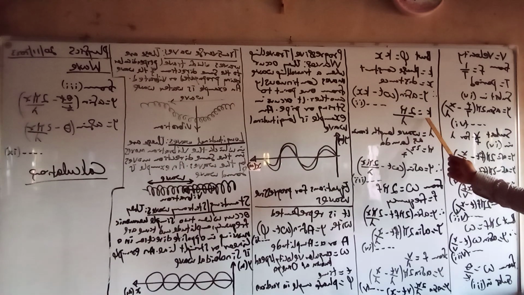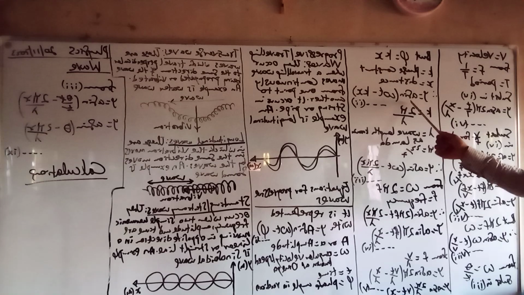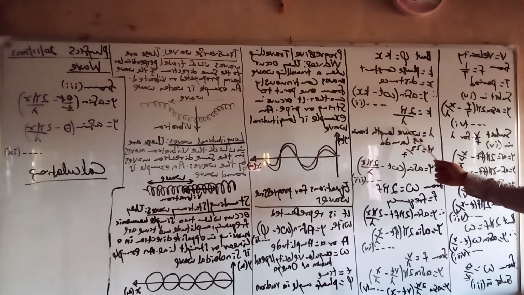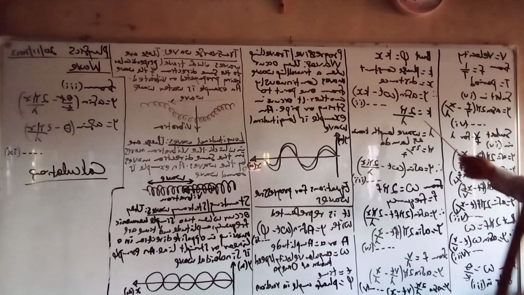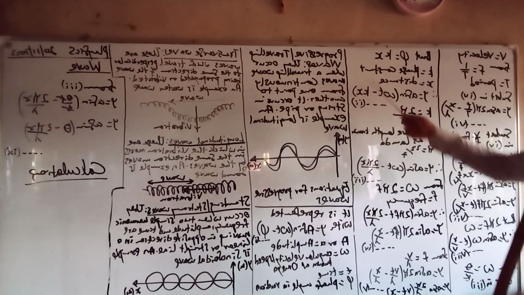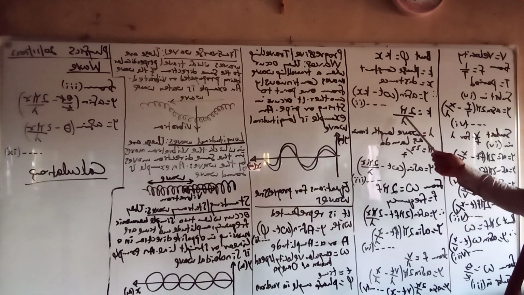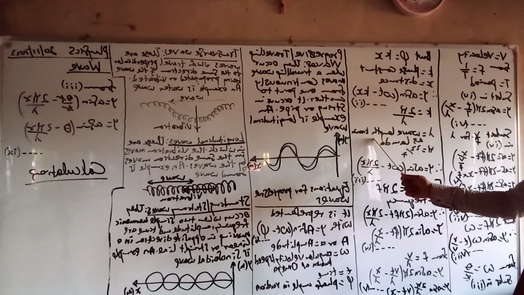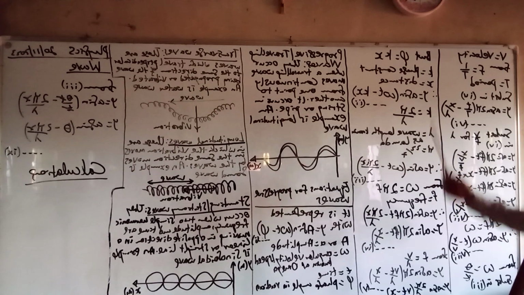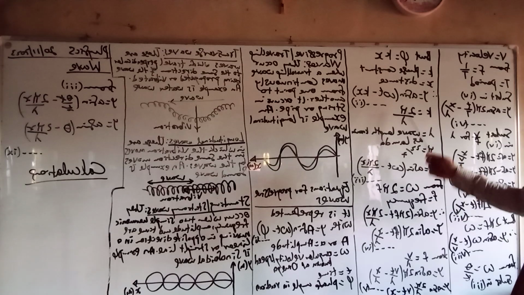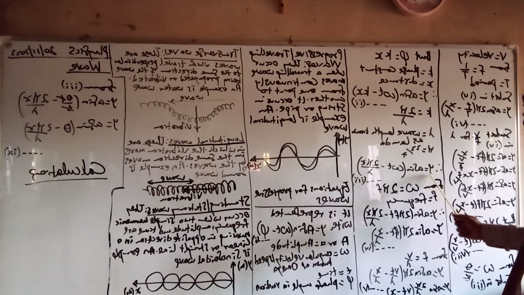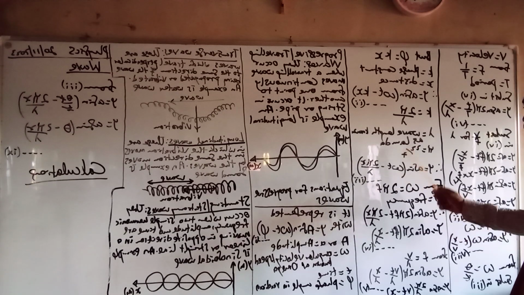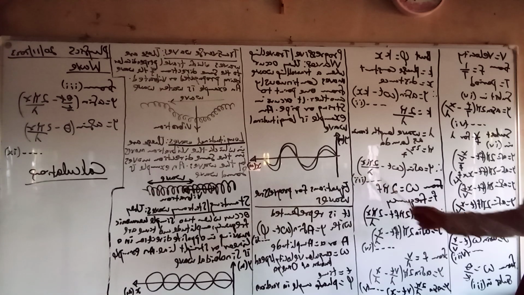But k, the phase constant, is calculated using the formula k equals 2 pi over lambda. We now substitute this for k in equation 2. Lambda is called a wavelength. It is measured in meters. We know that pi equals 22 over 7. Now replacing this for k in equation 2, we now have y equals a sine bracket omega t minus 2 pi x over lambda.